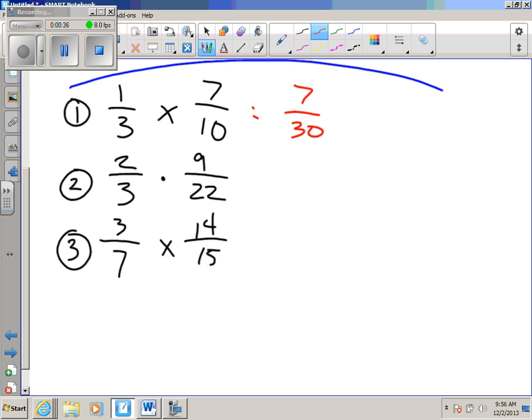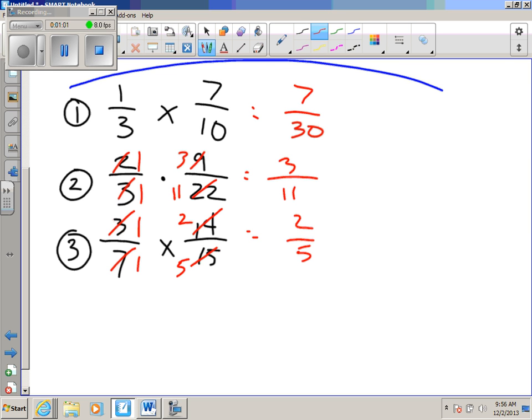2 and 22 are both divisible by 2. 1 there, and 9 and 3 are both divisible by 3, so 1 there. 3 over 11. Good. And then finally here, 3 and 15, both divisible by 3. And 7 and 14, both divisible by 7. So we should get 2/5.